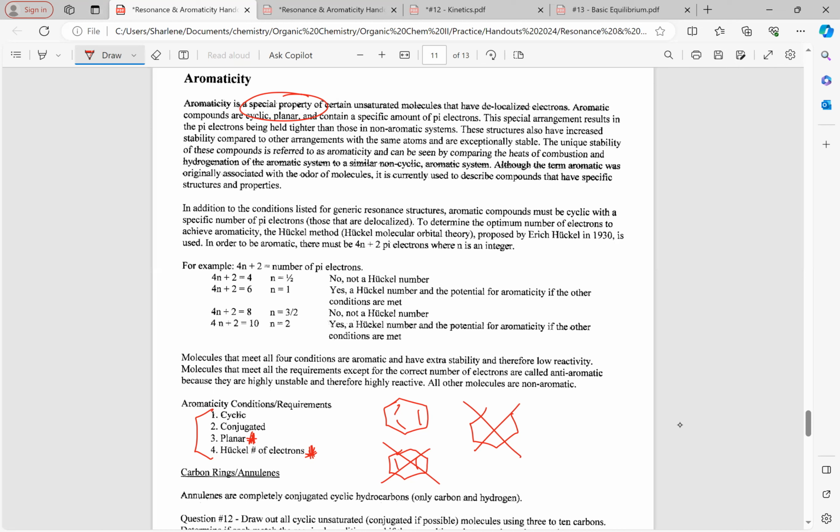And then you have to have the correct number of electrons, and it's called the Hückel number. So 4n plus 2 equals the number of pi electrons, but you can't have fractions. If you solve that algebra equation, 4n plus 2 is equal to 4. Subtract 2 from both sides, and you get 4n is equal to 2. So n is equal to 1/2. So no. Generically, it has to be a whole number integer.